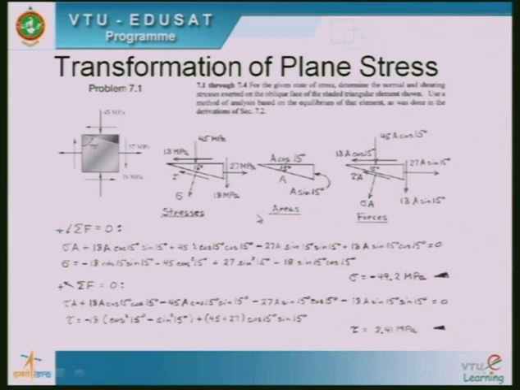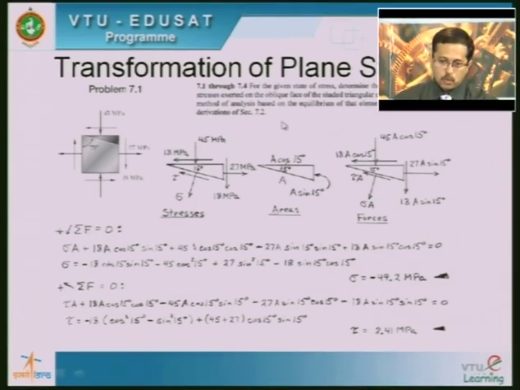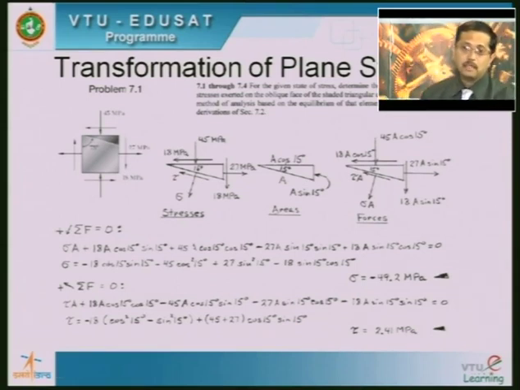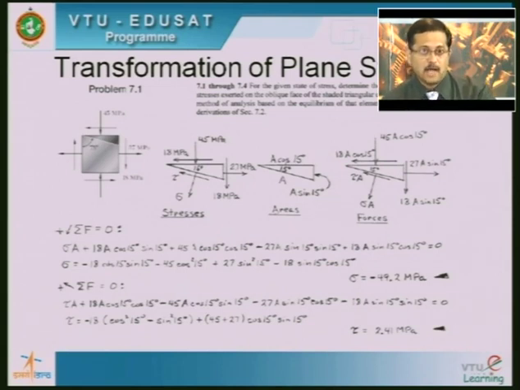Now I will read this problem for you. For the given state of stress, determine the normal and shearing stresses exerted on the oblique face of the shaded triangle element shown. Use a method of analysis based on the equilibrium of that element, as was done in the derivation. The derivation is what we have just now looked upon. Now, using whatever I have explained for deriving that, the same concept is to be used to get the normal stress on this plane, which is inclined at 75 degrees to the normal.